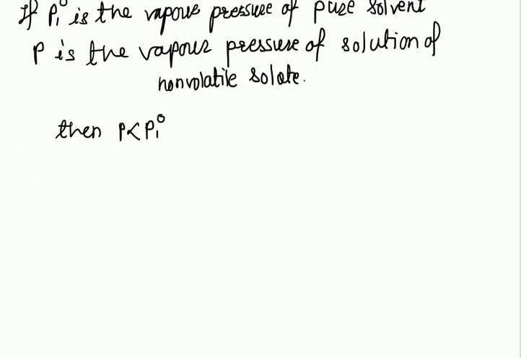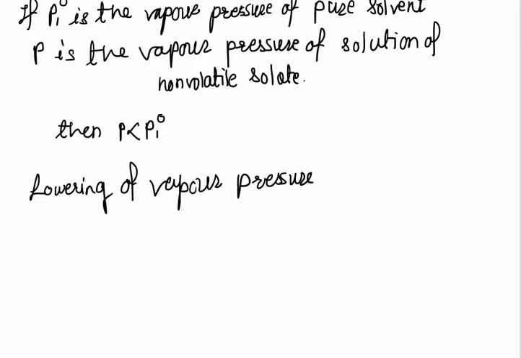and hence lowering in vapor pressure, we can write, lowering of vapor pressure is denoted by delta P, is equal to vapor pressure of pure solvent minus the vapor pressure of the solution, and it is decreased by some quantity. The difference between vapor pressure of pure solvent and the vapor pressure of solvent from the solution is called vapor pressure lowering.